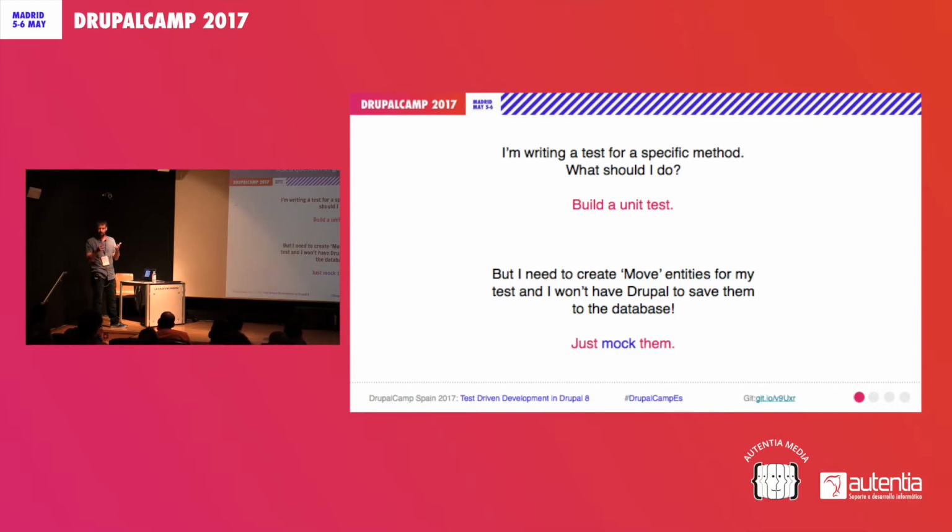But there's one big problem with unit tests. A unit test doesn't bootstrap, doesn't install Drupal. I can't save my moves that were in the YAML file. I can't save them to a database. There is no database. There's nothing. There's no caching layer. There's nothing. So what I need to do in order for me to test this method, which I know will take a move as an argument, is mock those moves. I need to mock everything that I need to pass on to my method, make it think that I'm using a real move entity, and let it work with that.